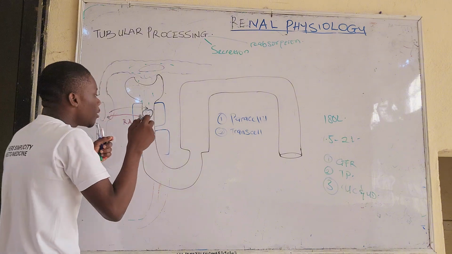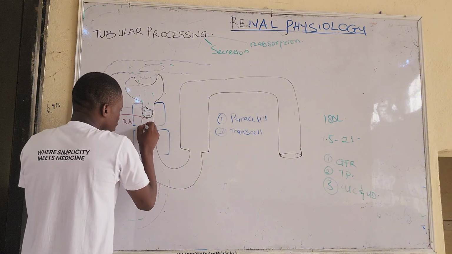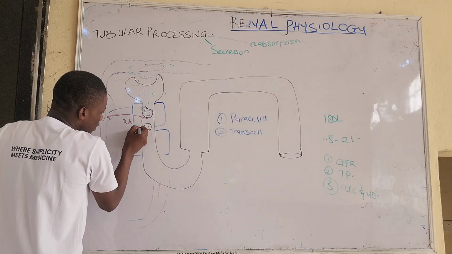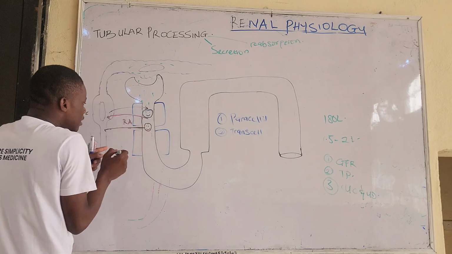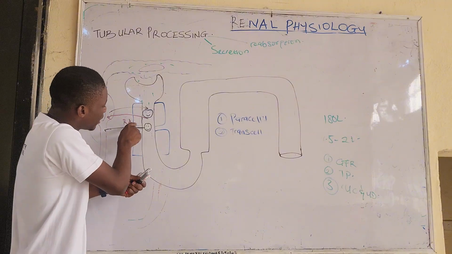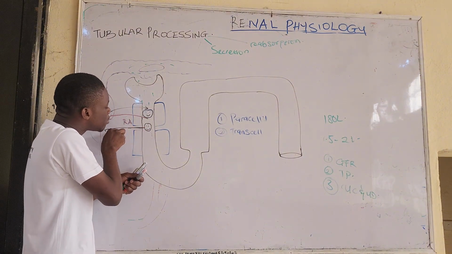So the process in which this man moves to this peritubular capillary, passing through this PCT cell, that is what? Transcellular. It's moving through the cell. But if this man moves like this, you can see, he is moving in between the PCT cells. This is the PCT cell in blue.